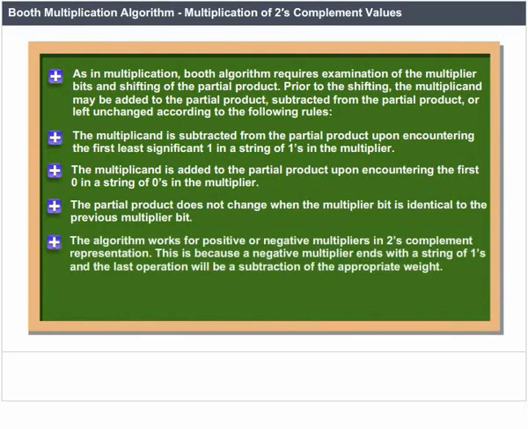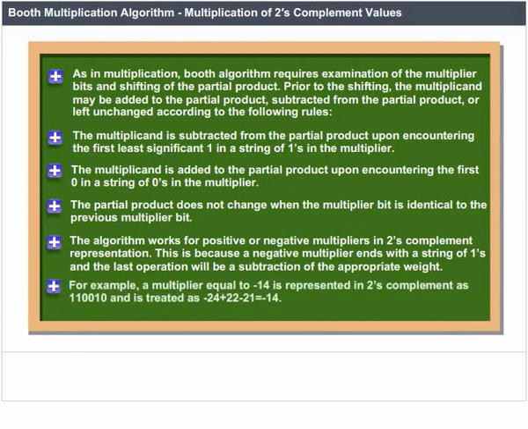The algorithm works for positive or negative multipliers in 2's complement representation. This is because a negative multiplier ends with a string of ones and the last operation will be a subtraction of the appropriate weight. For example, a multiplier equal to -14 is represented in 2's complement as 110010 and is treated as -2^4 plus 2^2 minus 2^1, which equals -14.